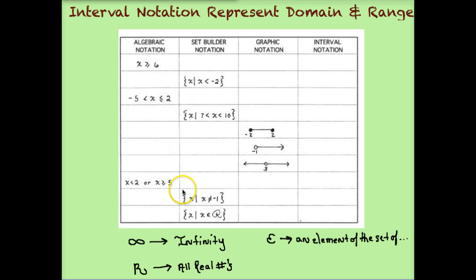Now one thing that I failed to point out earlier was that anytime you use the infinity symbol, it's just a symbol meaning you're going in a certain direction. We always use a parentheses when we're dealing with infinity. So if I was going to write something from -infinity to positive infinity, I would use a parenthesis, -infinity, positive infinity, and parenthesis, never a bracket.